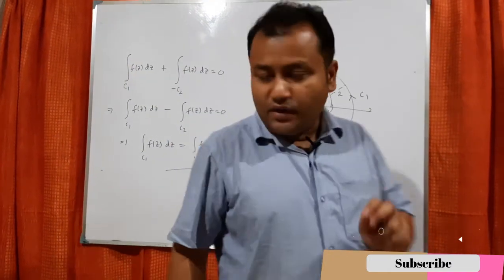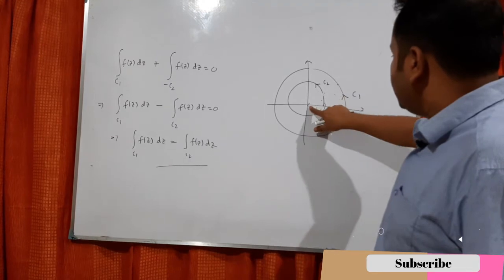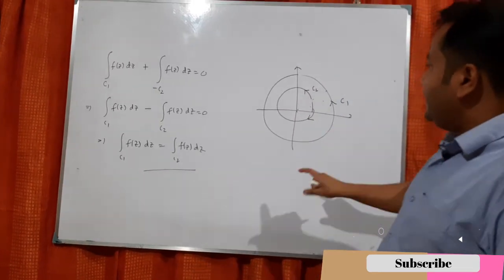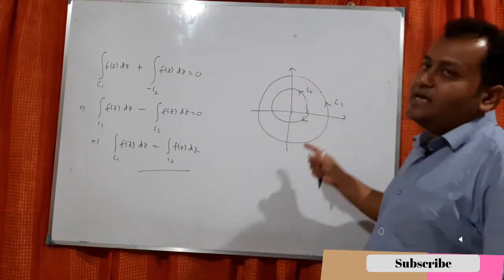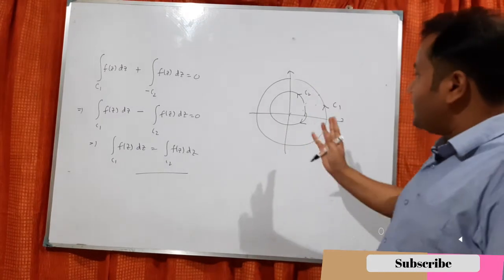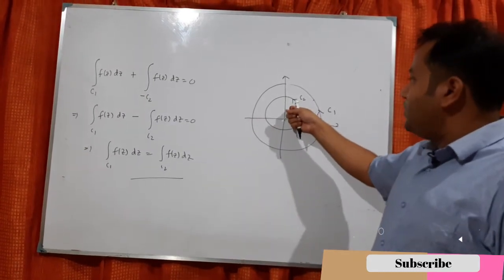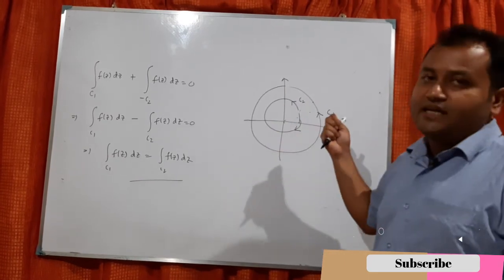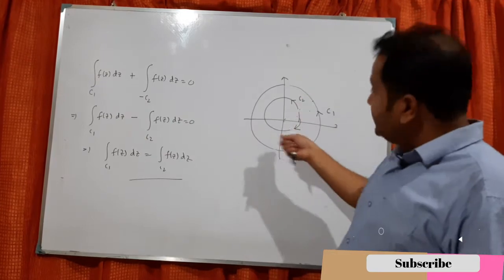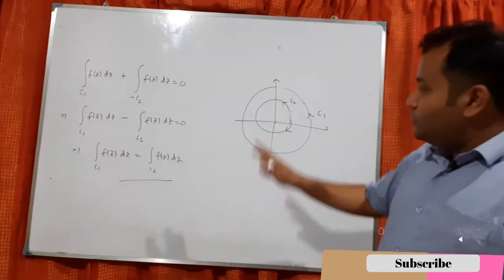Understand? So this one is not very easy. What I am saying, both circles are given in the same direction. Then we have to show that integration over the bigger circle is the same as integration over the smaller circle. So initially we apply the previous formula by taking the smaller circle in the opposite direction. Now the opposite direction means it will be the original direction with a negative sign. So this is very important.